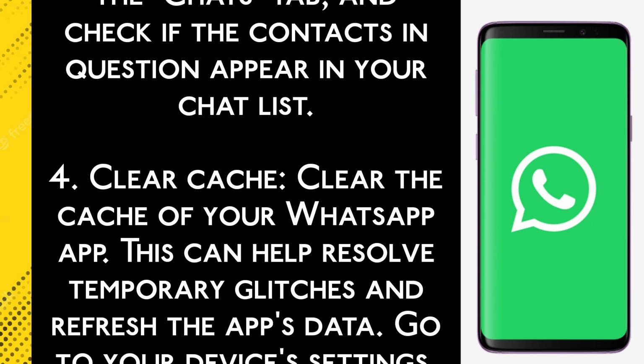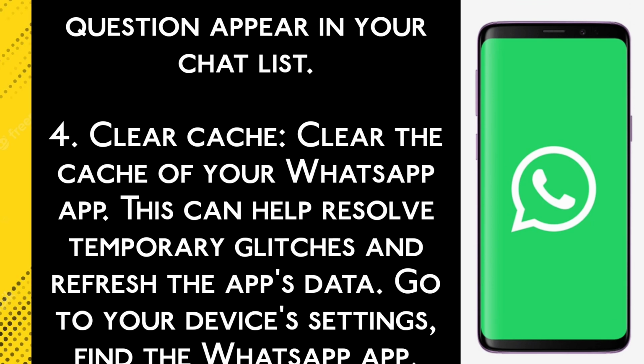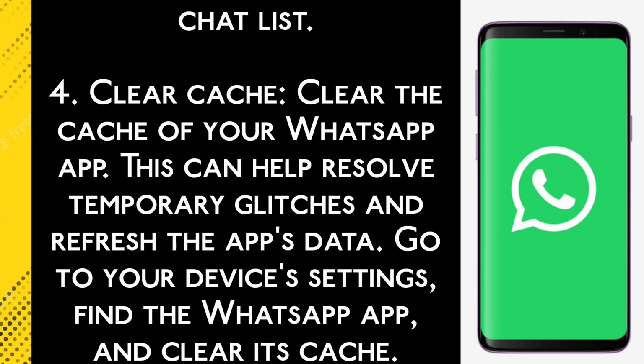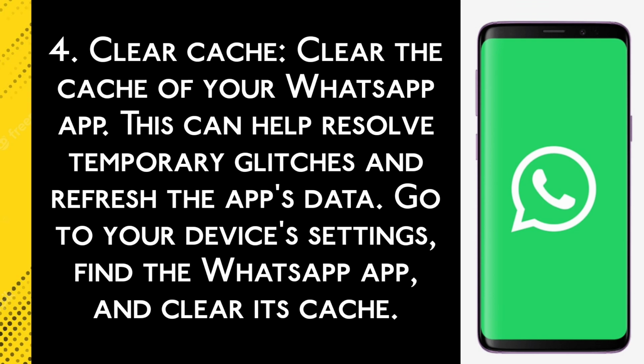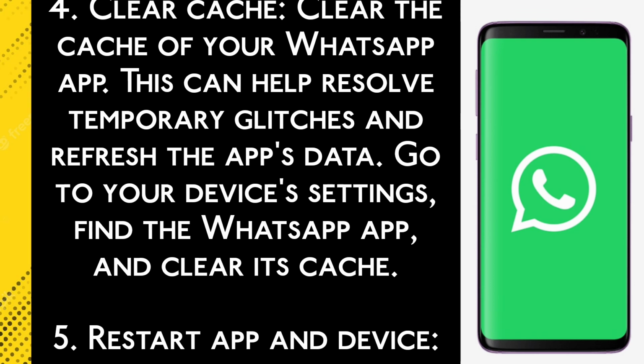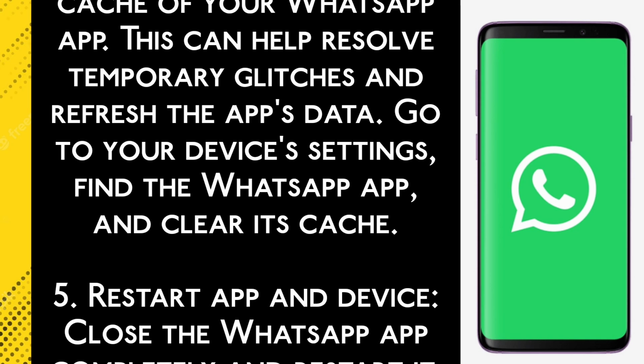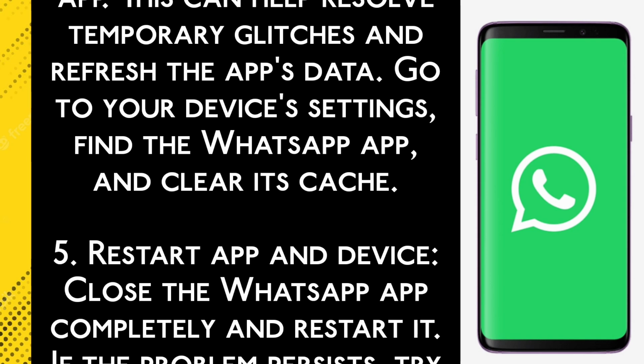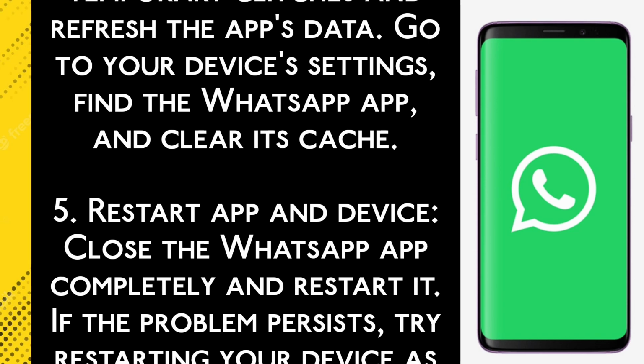Number 4. Clear cache. Clear the cache of your WhatsApp app. This can help resolve temporary glitches and refresh the app's data. Go to your device settings. Find the WhatsApp app and clear its cache.